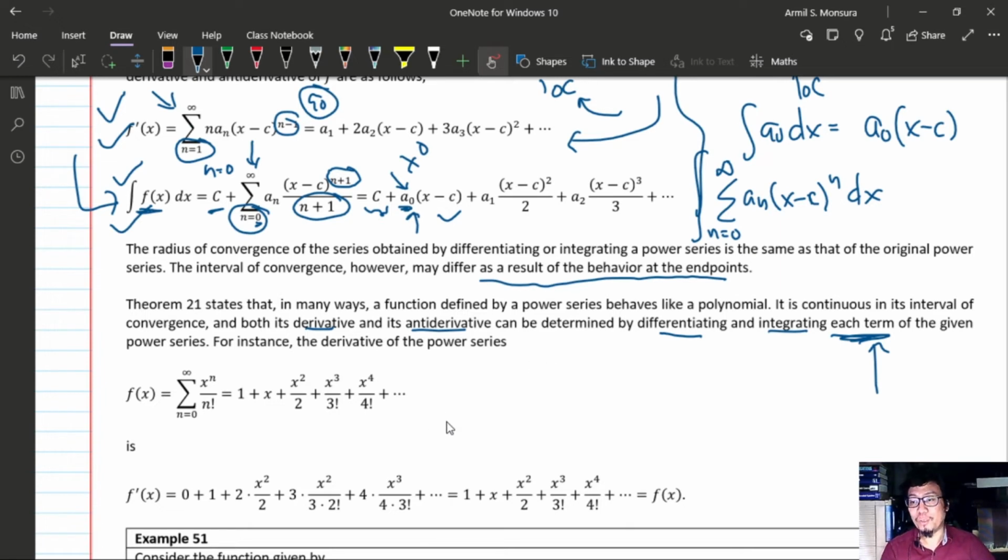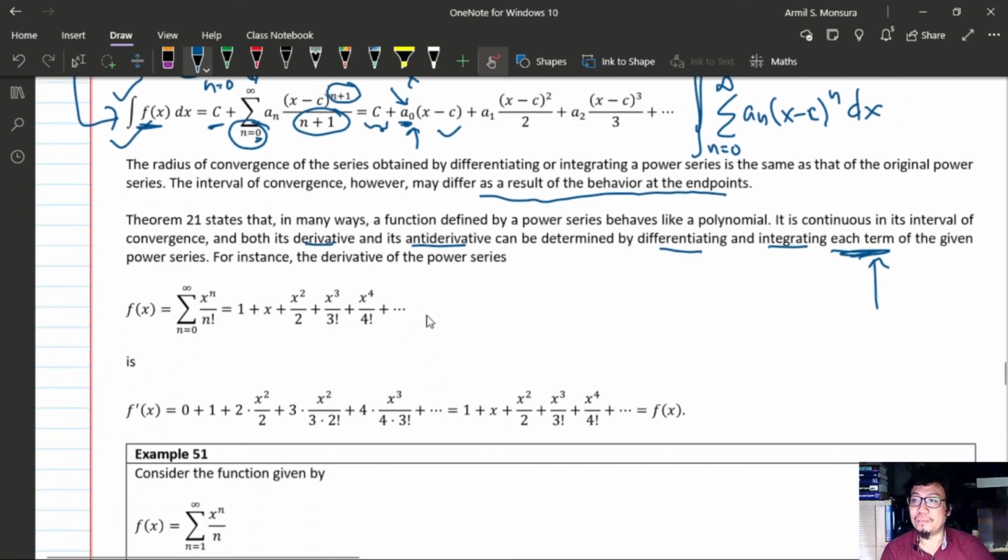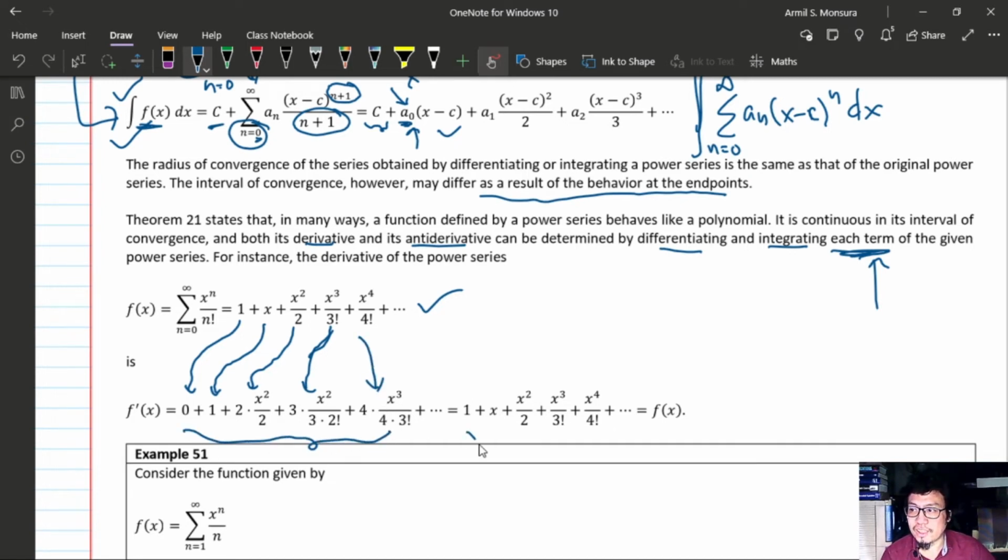For example, if you have to find the derivative of this power series, you can perform term by term differentiation. The derivative of this is 0, the derivative of this is 1, and for this one you bring down 2, and if you multiply, that becomes x. And so on. If you get the derivative of this term, it becomes this, and if you simplify, you'll get this one.